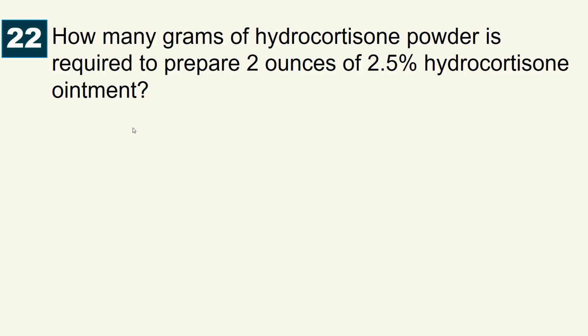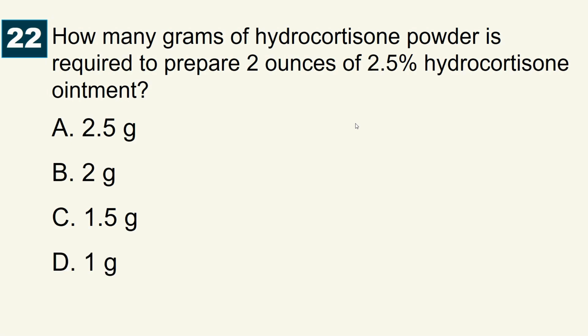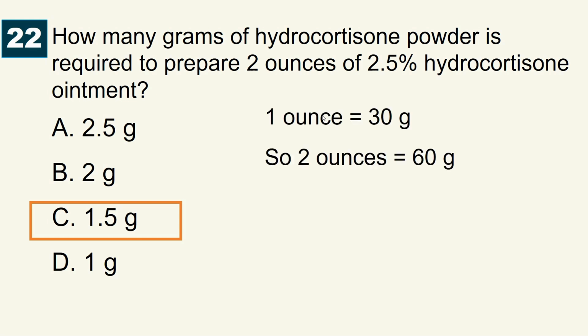Next, how many grams of hydrocortisone powder is required to prepare 2 ounces of 2.5% hydrocortisone ointment? A. 12.5 grams, B. 2 grams, C. 1.5, and D. 1 gram. So I'll pause here for a second. Please calculate and find your answer. Correct answer is C, 1.5.